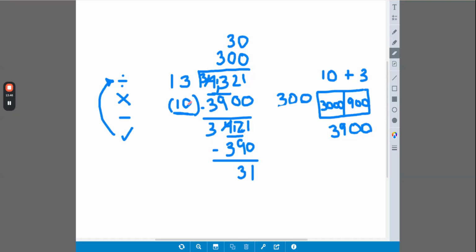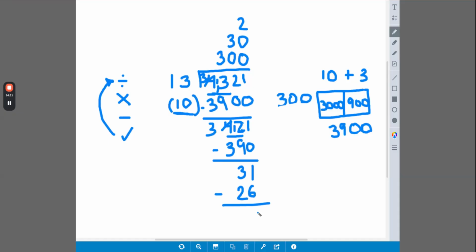Let's see. 4 times would be 40. 3 times would be 30. That might work. But remember, it's 13, not 10. This just gets us started. So I think the best number that's going to work is 1 less than 3. It's going to be 2. So how much is 13 plus 13 or 13 times 2? Yeah, 26. So there you go.